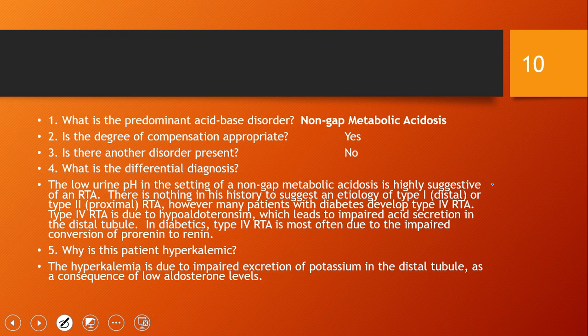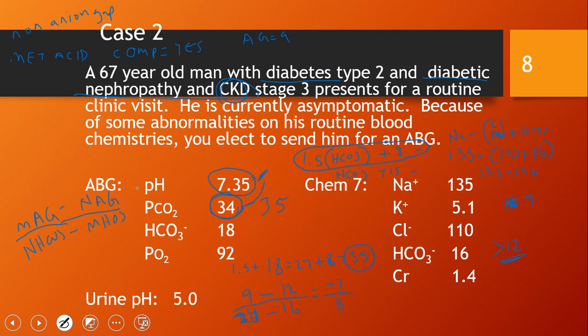Okay, so the predominant acid-base disorder. I was correct. Non-gap metabolic acidosis. Is the degree of compensation appropriate? Yes. Is there another disorder? No. So I got all that right. Okay, what's the differential diagnosis? It says the low urine pH. Did they give us urine pH on there? Okay, whatever. Oh, yeah, urine pH.